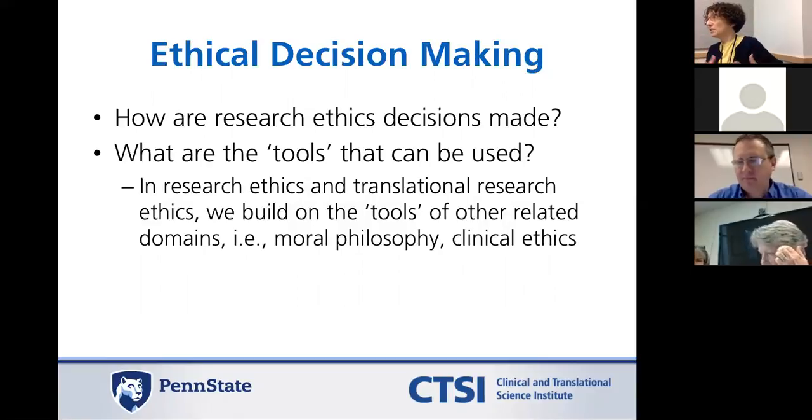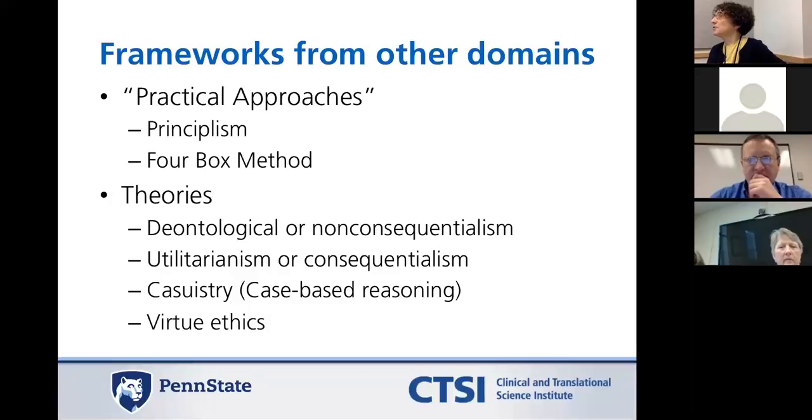So research ethics decisions are made using different tools. Some of the tools in research ethics we've taken from other domains, for example, moral philosophy and clinical ethics. The next two slides are just some examples, and I'm not going to go into any detail at all, really. They're just to demonstrate that the framework that we're going to go into detail about is not alone. There are a number of different tools that can be used, and we just today would like to practice on the three-dimensional matrix approach.